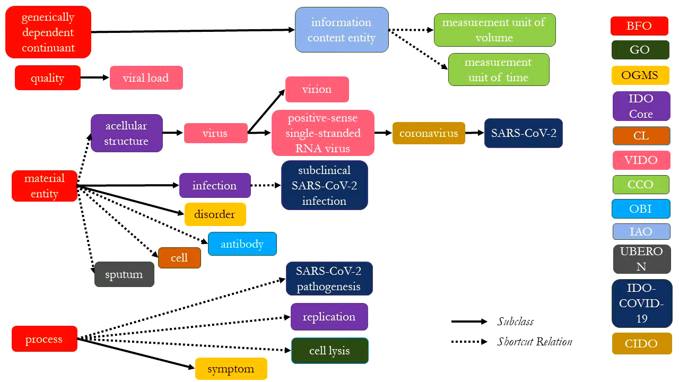Here's a lot of ontologies referenced. The color coding is over here on the right hand side. Hopefully some of these acronyms look familiar. You have BFO at the top, you have GO, gene ontology, then there's IDO Core. CL is cell ontology, and then VIDO, and then a common core ontology below VIDO, and then OBI, IO, Uberon, and then IDO COVID-19, and then CIDO here in gold. This color code is to be used for the diagrams to the left, indicating subclass and then shortcut relations holding among these terms. I'm going to walk through some of these to illustrate aspects of VIDO.